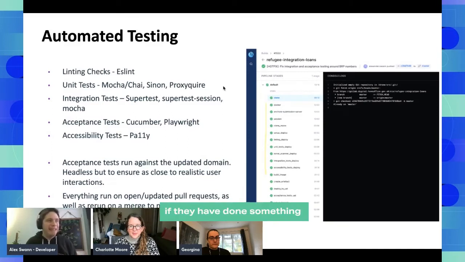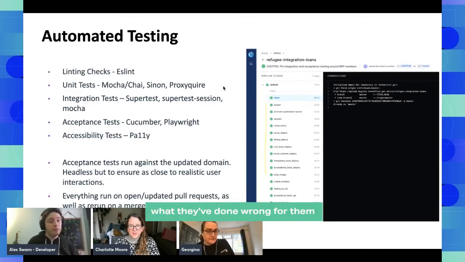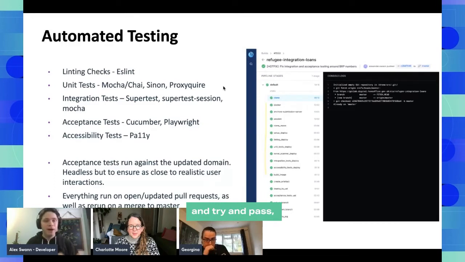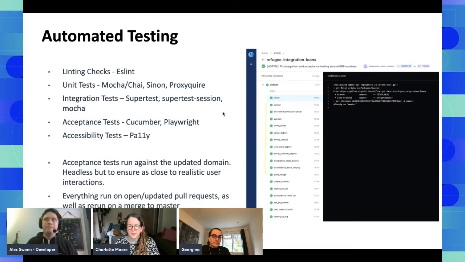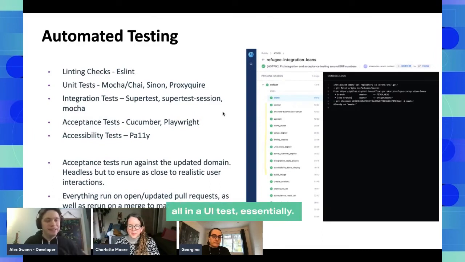Mainly so the user knows if they have done something, what they've done wrong, and for them to get the right message and try and get through the service first time without finding, hopefully, any pain points. And that's really quick. I think it takes a minute to run rather than some acceptance test that can take several minutes to run. So we try not to overburden automated testing at the acceptance test layer and think about where might be the appropriate place to put those tests, not just stick them all in UI tests essentially.